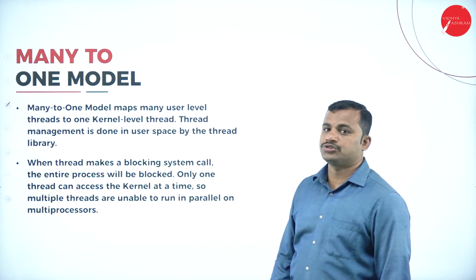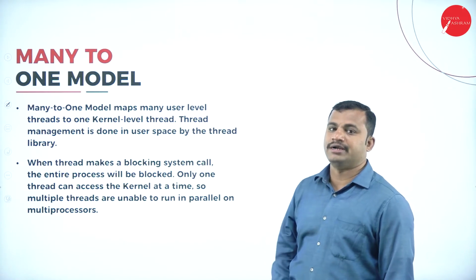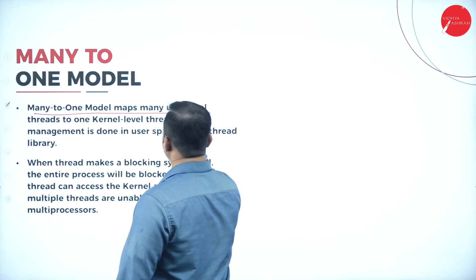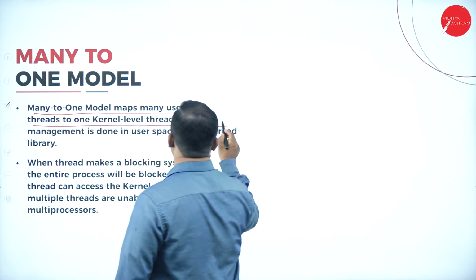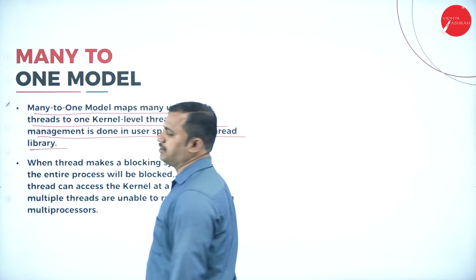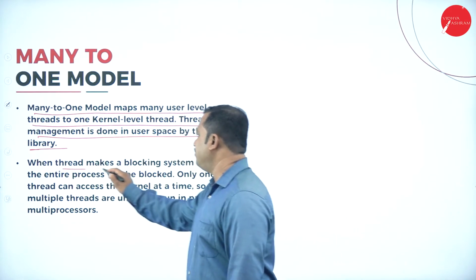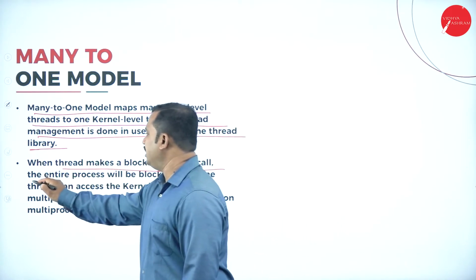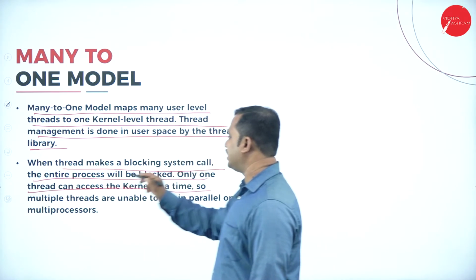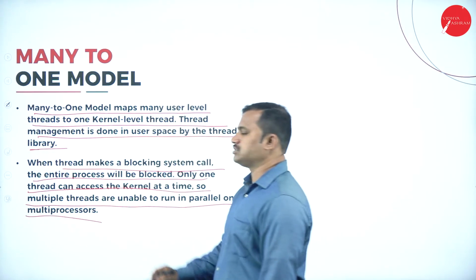The many-to-one model corresponds to many user level threads mapped to one kernel thread. That is the meaning of this. This means the many-to-one model maps many user level threads to one kernel level thread, and the thread management is done in user space by the thread library. When a thread makes a blocking system call, the entire process will be blocked. Only one thread can access the kernel at a time, so multiple threads are unable to run in parallel on multiprocessors.